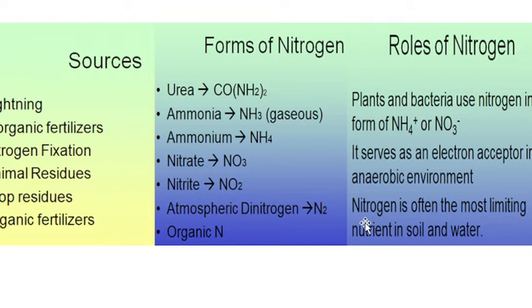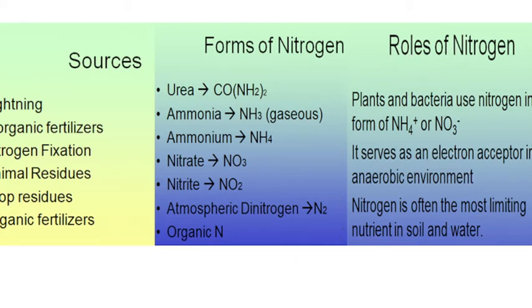There are different forms of nitrogen, like urea, ammonia NH3, ammonium NH4, nitrate NO3, nitrite NO2, atmospheric dinitrogen N2, and organic nitrogen. These are various forms of nitrogen available in different components of your environment.